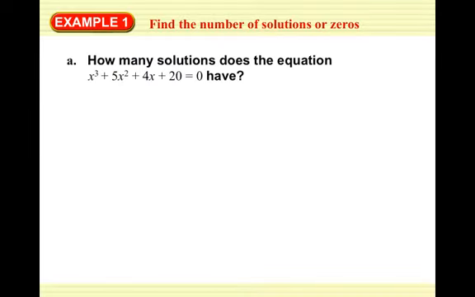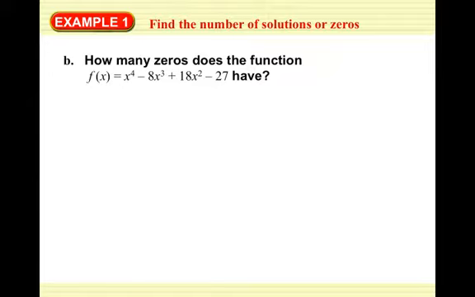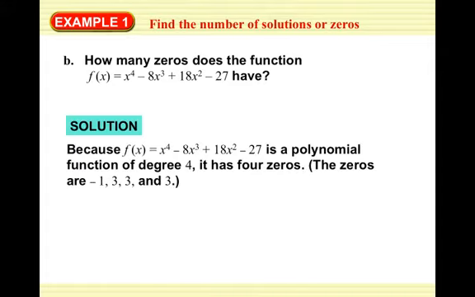So how many solutions does the equation x cubed plus 5x squared plus 4x plus 20 equals 0 have? That's right, it has 3. In fact, they are negative 5, negative 2i, and 2i. How many zeros does the function f of x equals x to the fourth minus 8x cubed plus 18x squared minus 27 have? That's right, it has 4. And they happen to be negative 1, 3, 3, and 3. So it has negative 1 as a unique solution and 3 is a triple zero.